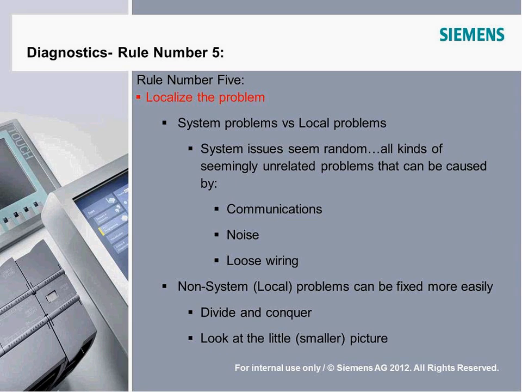So when localizing the problem, we want to look at system problems versus local problems. System problems typically seem random. All kinds of different seemingly unrelated problems that can be caused by things like communications and communication going in and out. Noise issues can cause system problems. Oftentimes there's machinery that has high static or electrostatic noise generation capabilities, high frequency noise, arc welders and stuff like that going on and off. Anything like that can cause all kinds of different systems and not consistent symptoms.